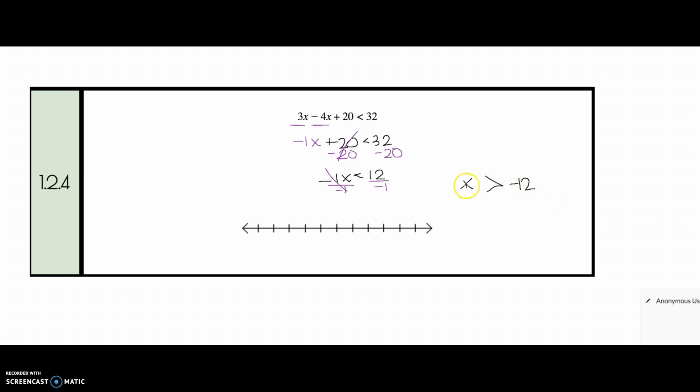So now I want to check for two things. First, I want to check, is x alone? And second, I want to check, is it on the left side? Since both those things are true, I can move on to my graph.